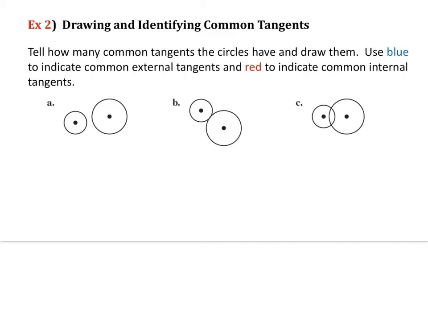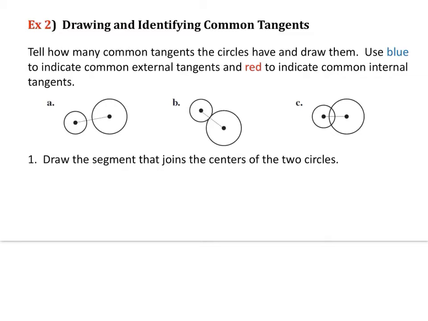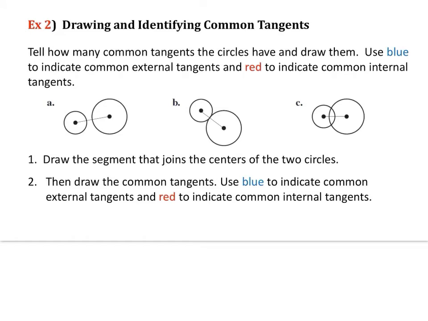So let's first identify and connect the centers for each of these examples, Example A, B, and C. When you draw the segment that joins the centers of the 2 circles, it should look like this. Next, let's draw the common tangents. Remember, use blue to indicate the common external tangents and red to indicate the common internal tangents.